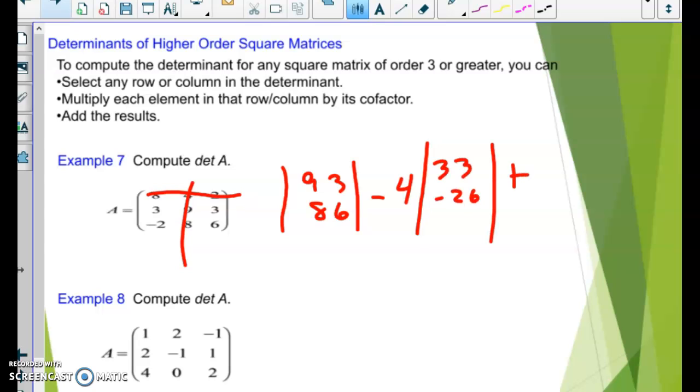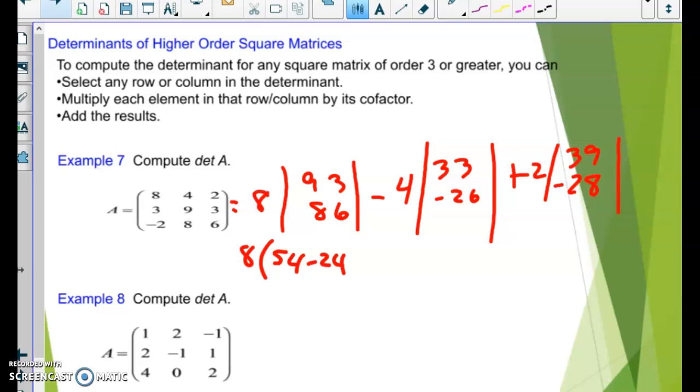And then plus, I don't have to cross it out. I think you guys see it now. 2 times 3, 9, negative 2, 8. And so to get my determinant of the whole thing, there's an 8 there. I have 8 times the quantity of 54 minus 24, minus 4 times the quantity of 18 minus negative 6, plus 2 times the quantity of 24 minus negative 18.